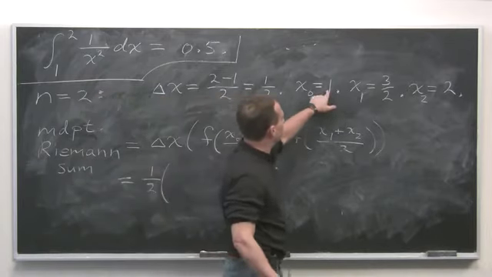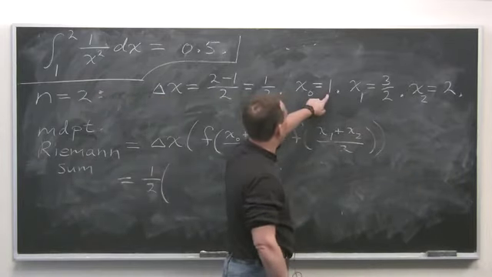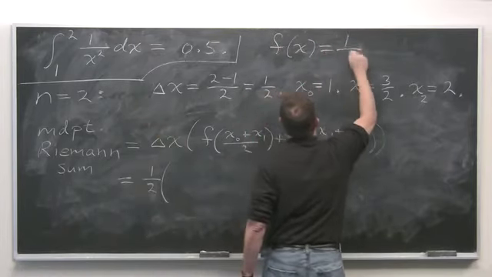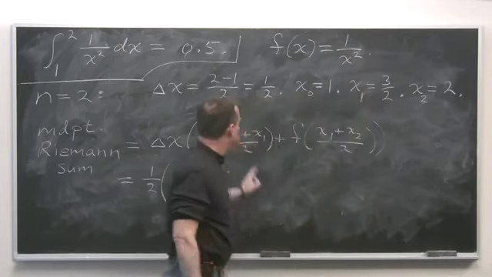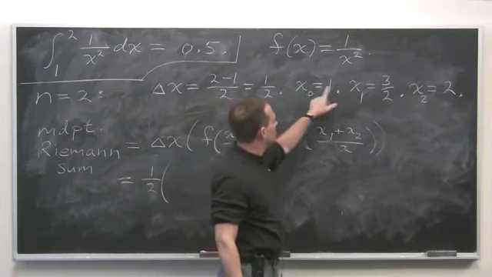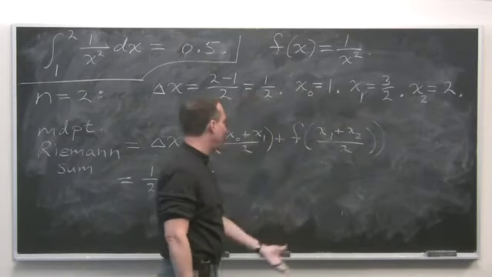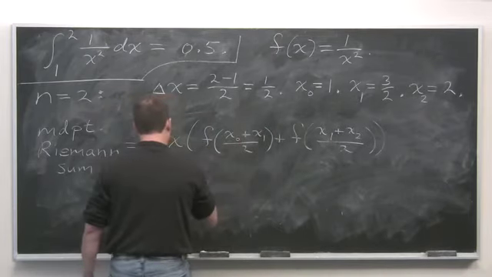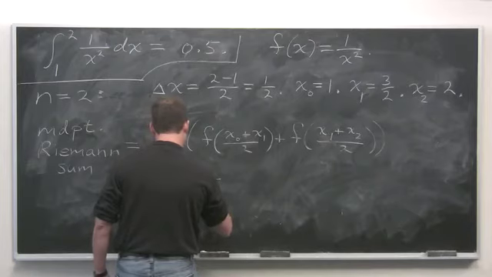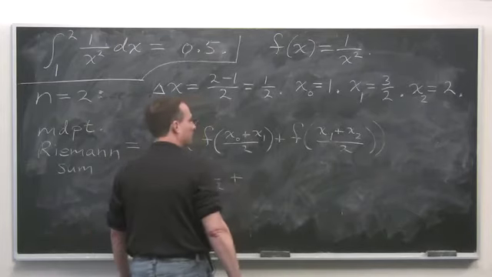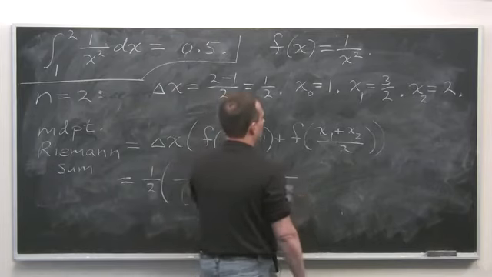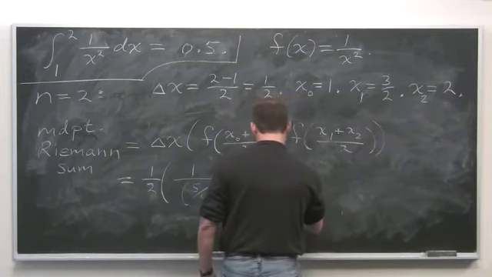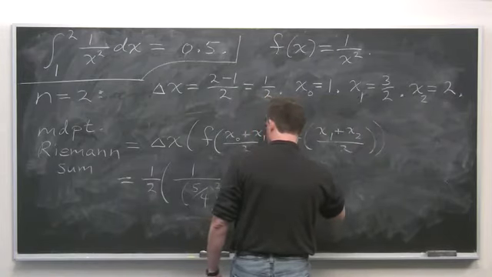X naught plus x1, this is 2 halves, 5 halves. I should have written up here, the f of x that we're using is, of course, the function that we're integrating. So, x naught plus x1, 2 halves plus 3 halves, 5 halves, divided by 2, 5 fourths. So f of 5 fourths, that is 1 over 5 fourths squared. Plus, then we get 1 over x1 plus x2. So this is 4 halves, 7 fourths. So 1 over 7 fourths squared.